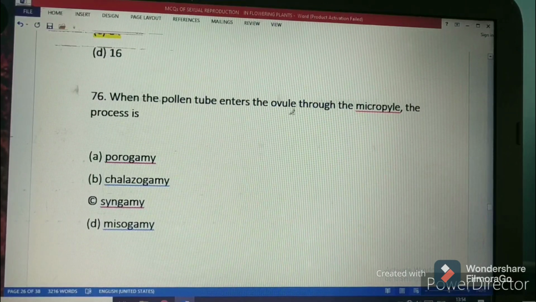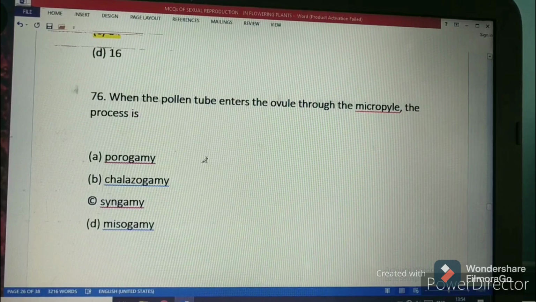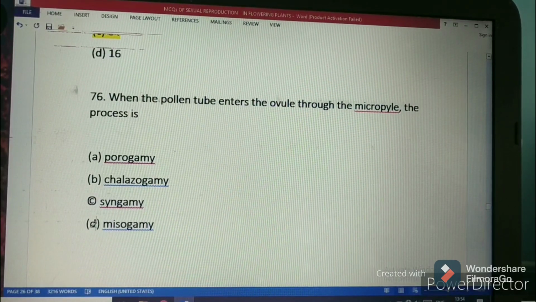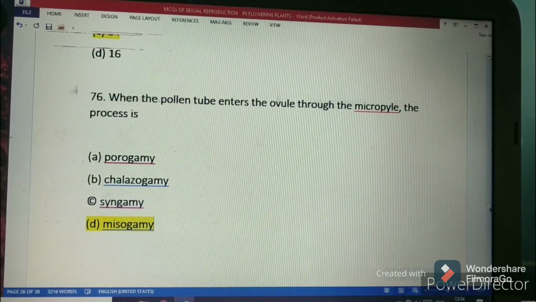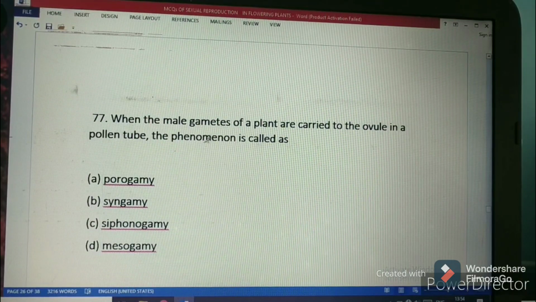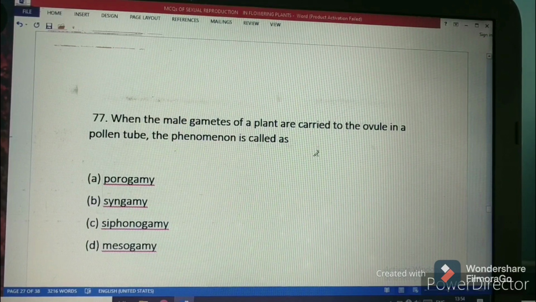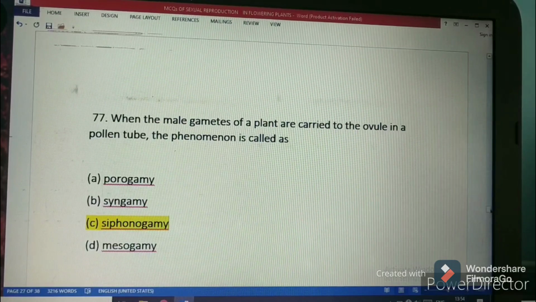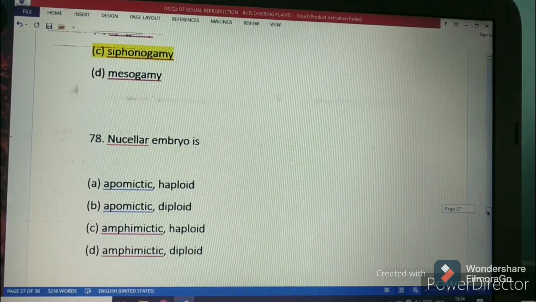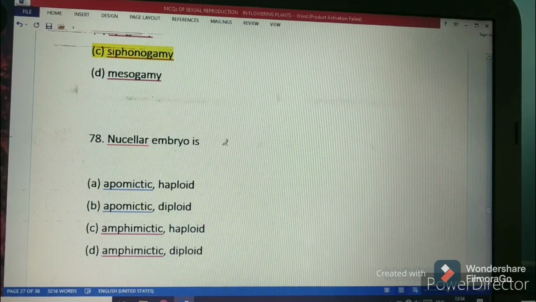When the pollen tubes enter the ovule through the micropyle, the process is called porogamy. When the male gametes of the plants are carried to the ovule in a pollen tube, the phenomenon is called siphonogamy. Nucellar embryo is apomictic diploid.